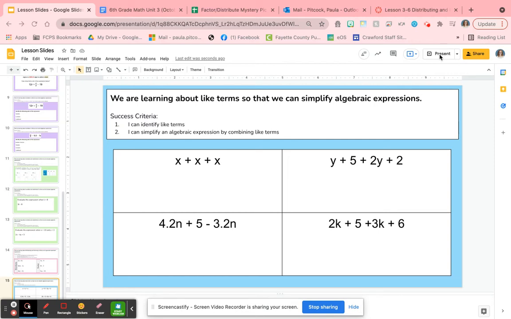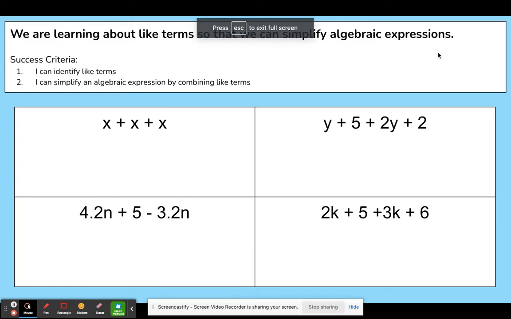Friends! Today we are going to learn a basic algebraic skill called combining like terms.